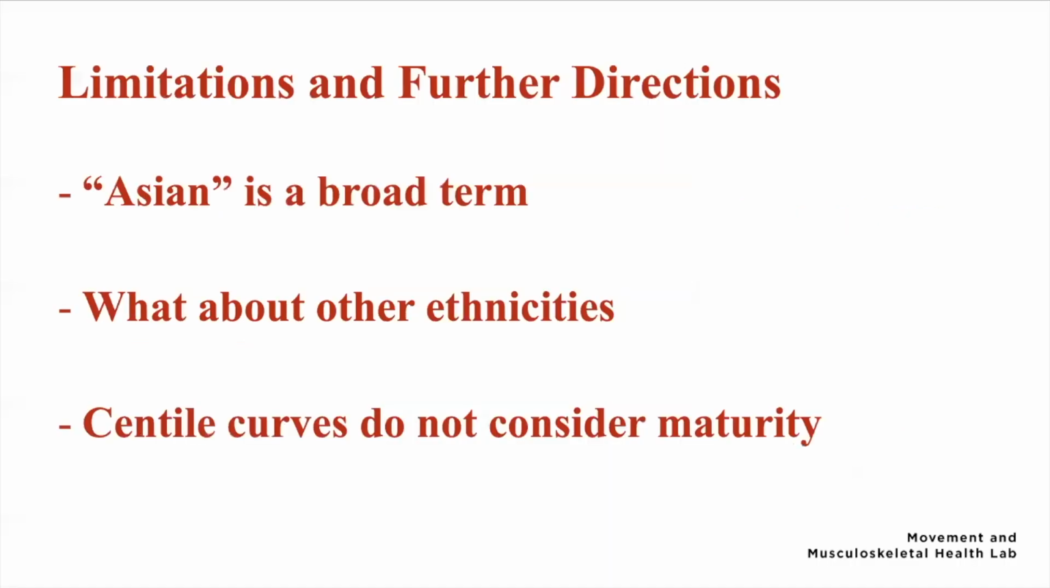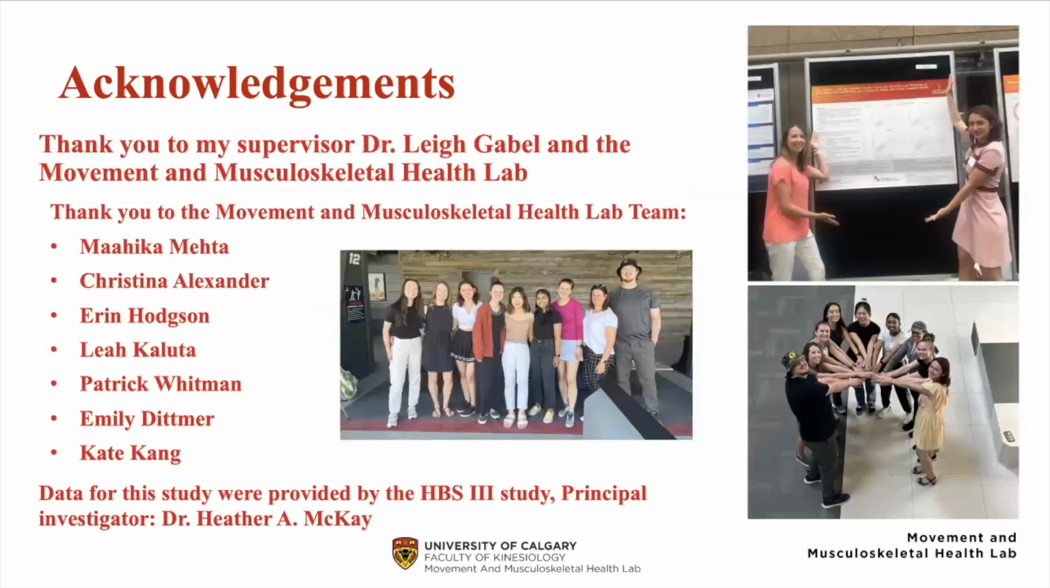Our study is obviously not without limitations. Asian is a pretty broad term. It doesn't include more specific ethnic groups, and it also doesn't include other ethnicities, so more research needs to be done into, for example, Indigenous populations. Centile curves also do not consider maturity, so researchers have to include that as another variable in their analyses.